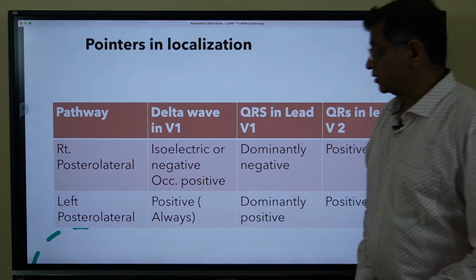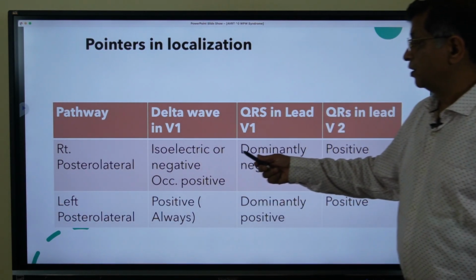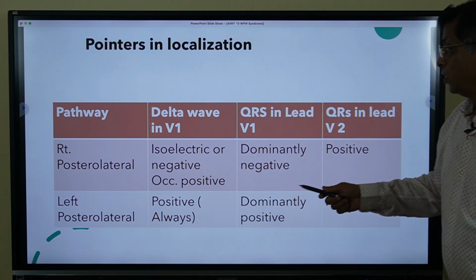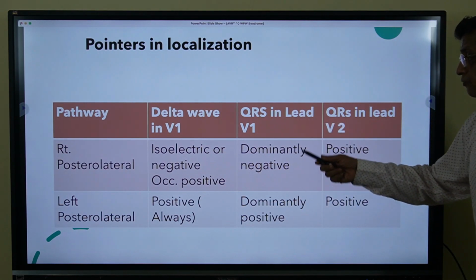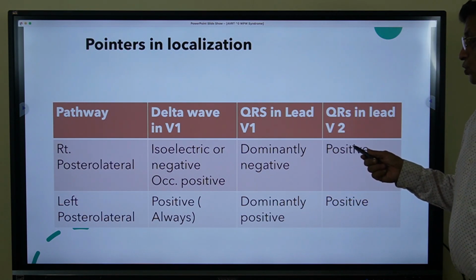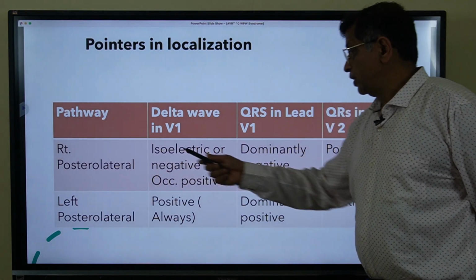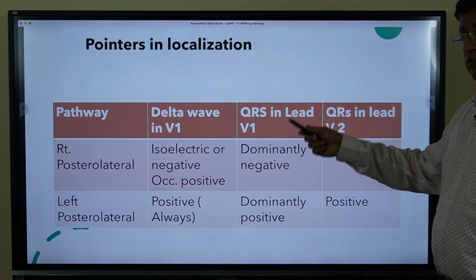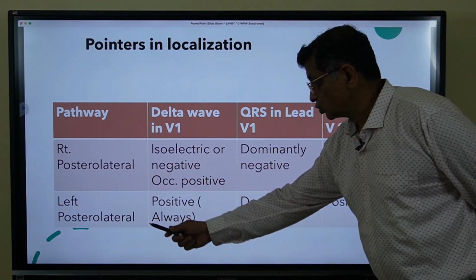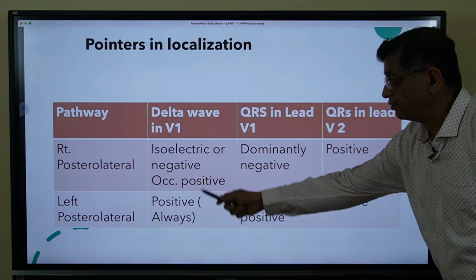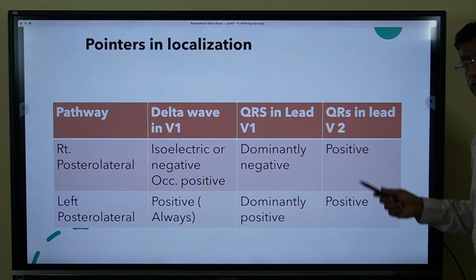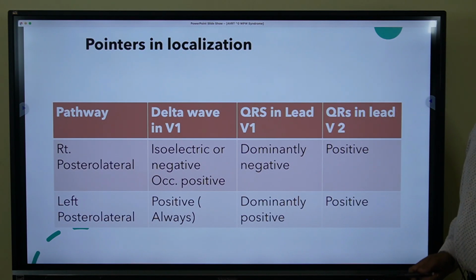In right posterolateral, the delta wave in V1 would be isoelectric or negative. QRS in lead V1 will be dominantly negative, and in V2 would be positive. In left posterolateral, the delta wave in V1 will always be positive, QRS in V1 would be dominantly positive, and V2 would be dominantly positive, right?